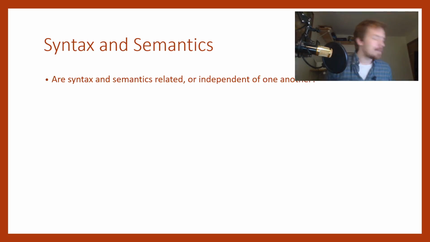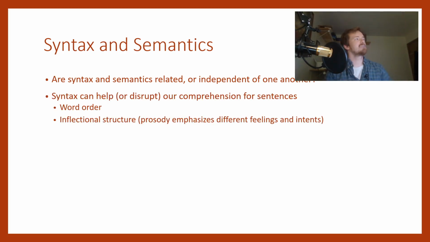So when we talk about semantics and syntax, we talk about whether those two things are totally independent from one another or whether or not they rely on one another. And I think that really is the same kind of connection that we have between thoughts and language. It seems like they inform one another. They influence one another. We find that syntax can help the way that we comprehend sentences. We can also see how syntax can disrupt our ability to comprehend sentences. Orderly syntax is going to help us understand things. Disorderly syntax is going to hurt our ability to understand things.